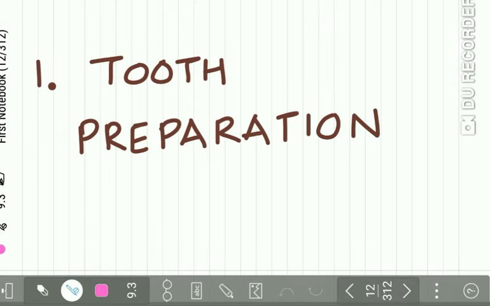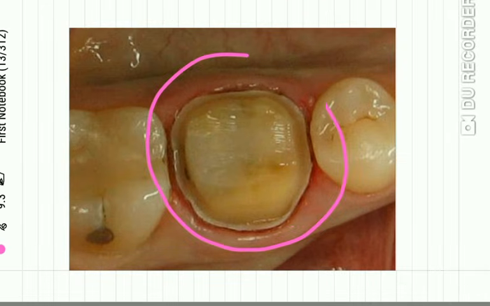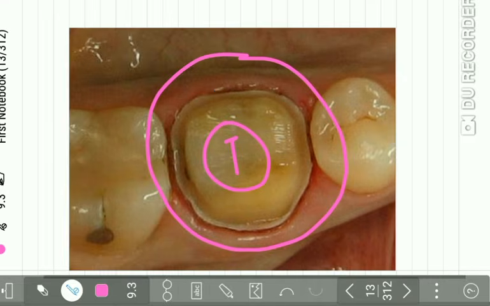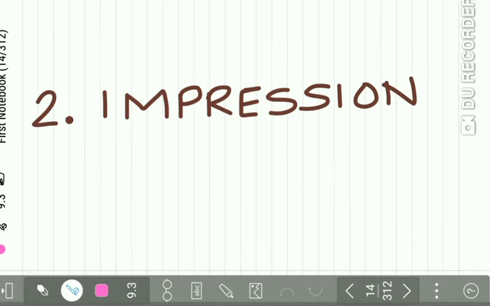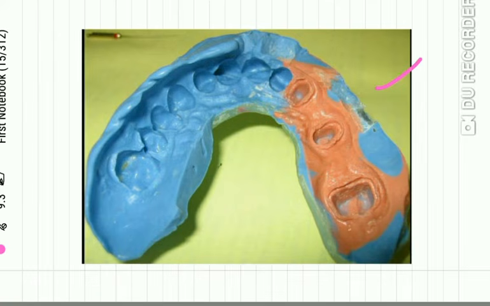First, let us see the tooth preparation. Suppose this is a picture of the tooth on which the prosthesis, or the casting, is to be constructed. So this tooth is prepared appropriately to receive the casting. Second step is taking an impression of the prepared tooth. So with the help of appropriate impression material, an impression is made from the prepared tooth, which you can see here.